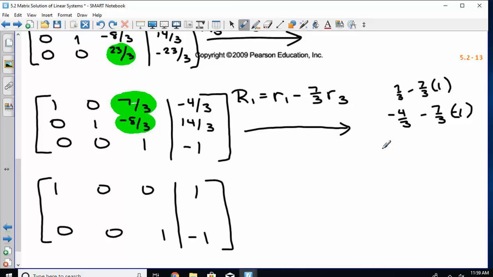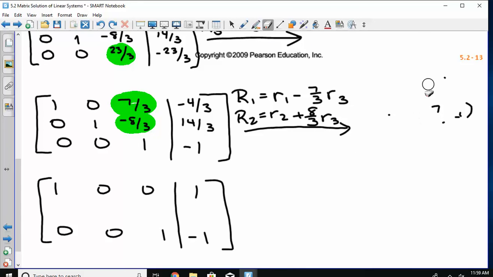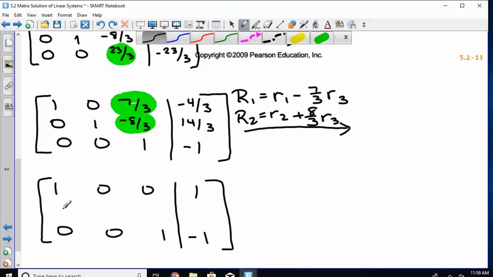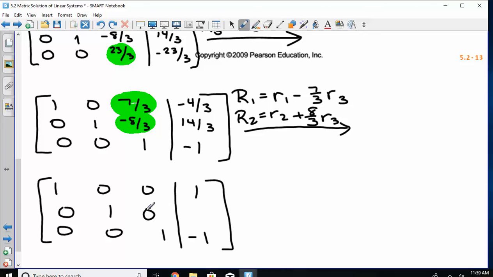Did I lose you? To get this one to be 0, so that's row 2 equals row 2, is a negative 8/3, so we're going to add 8/3 times row 3. So when we do that, 0 plus 0 is still 0. 1 plus 0 is 1. Negative 8/3 plus 8/3 is 0. 14/3 plus 8/3 times negative 1 is 2.